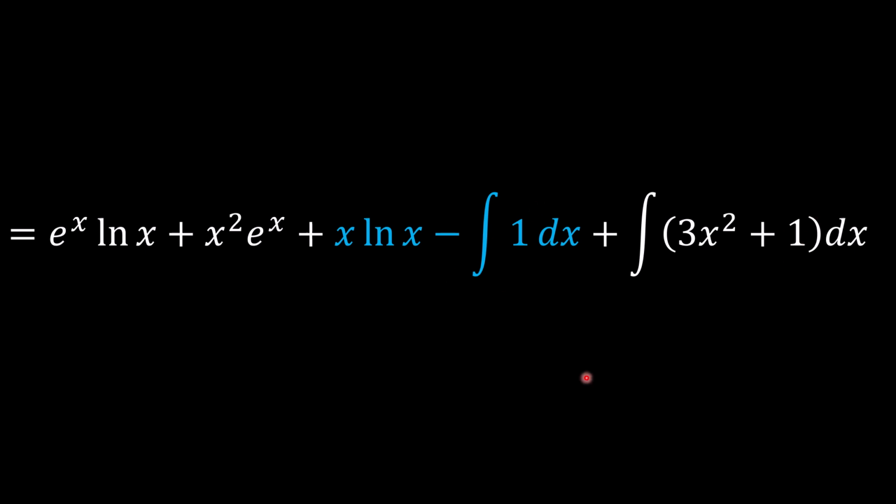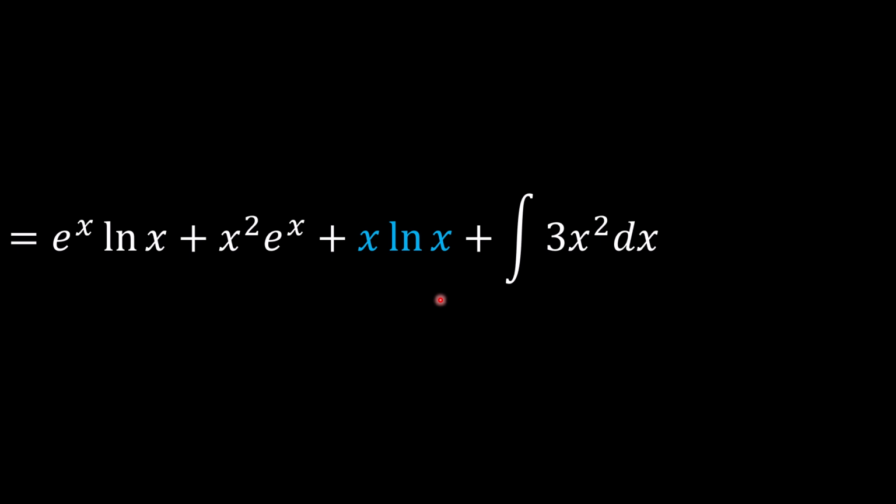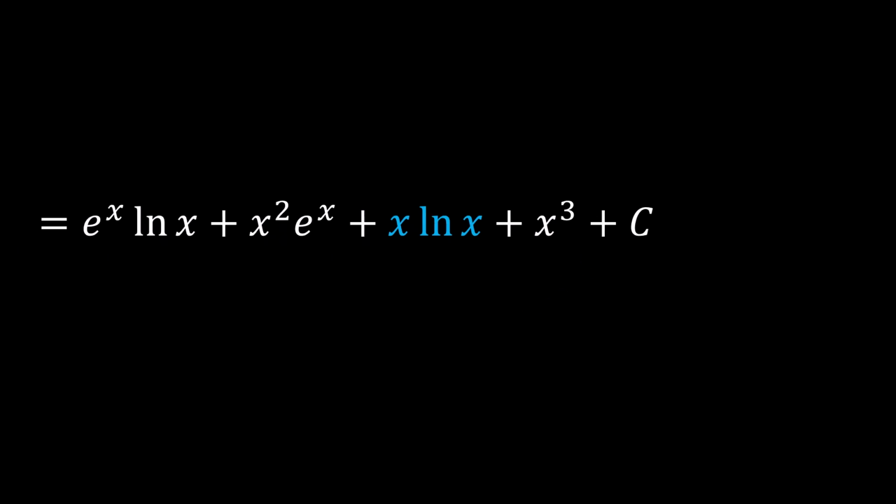So these two integrals cancel, and what we're left with is e to the power x times the natural logarithm of x plus x squared times e to the power x plus x times the natural logarithm of x plus the integral of 3x squared. 3x squared integrated is the same as x cubed. And so this is our answer, but we would like to simplify it a little bit more.